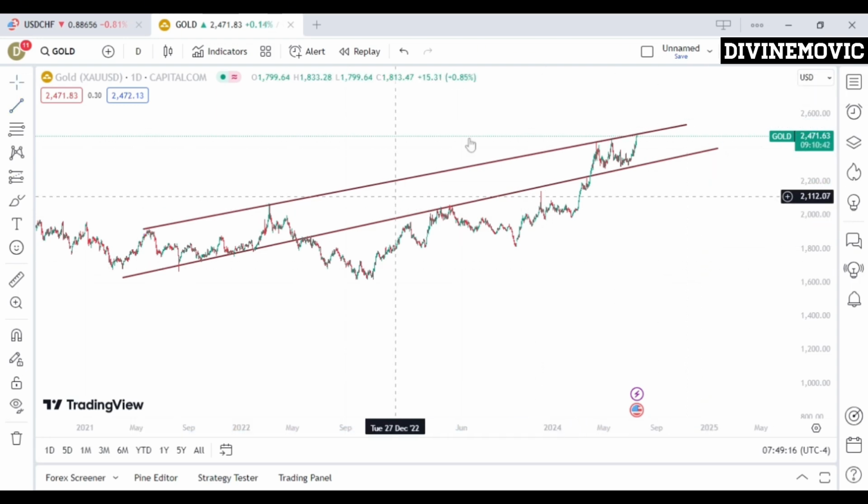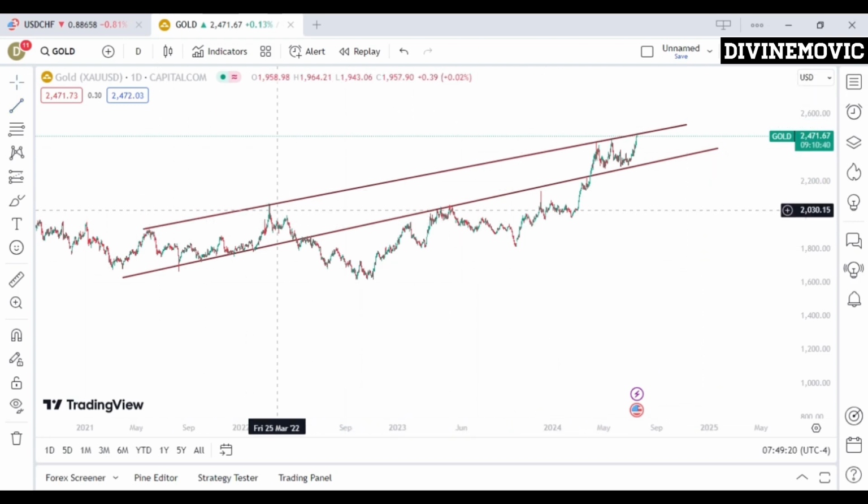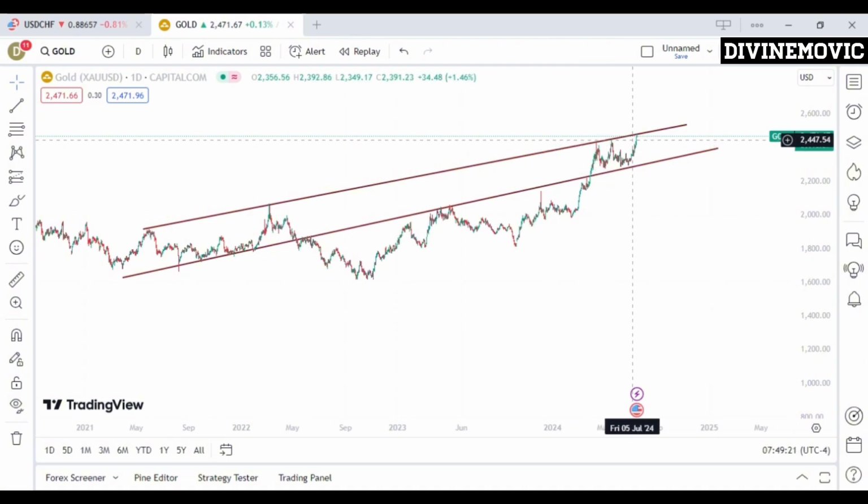As you can see, this is a valid resistance. First touch, second touch, third touch, fourth touch, and fifth touch. So this is a valid resistance for this particular support at this point here. Now, how do we identify our key level?